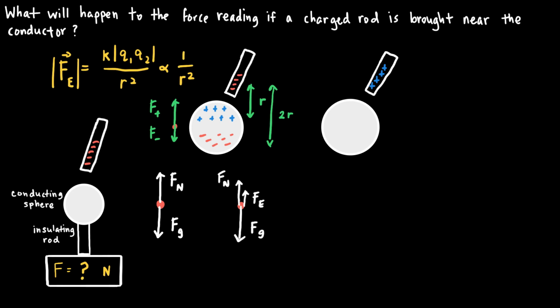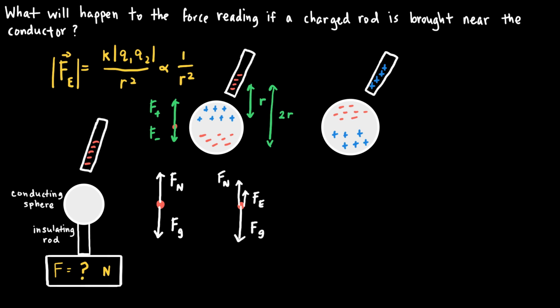And now what would happen to those free electrons in the conductor? In this case, those electrons would be attracted to the charged rod and would therefore want to move towards the top of the sphere. And because of that, some positive charge would be left on the bottom of the sphere. And just like before, the attractive force upwards would be greater than the repulsive force downwards, and this would result in a net upwards electric force on the conducting sphere. And so the same two free body diagrams would apply, and the force reading would still decrease.